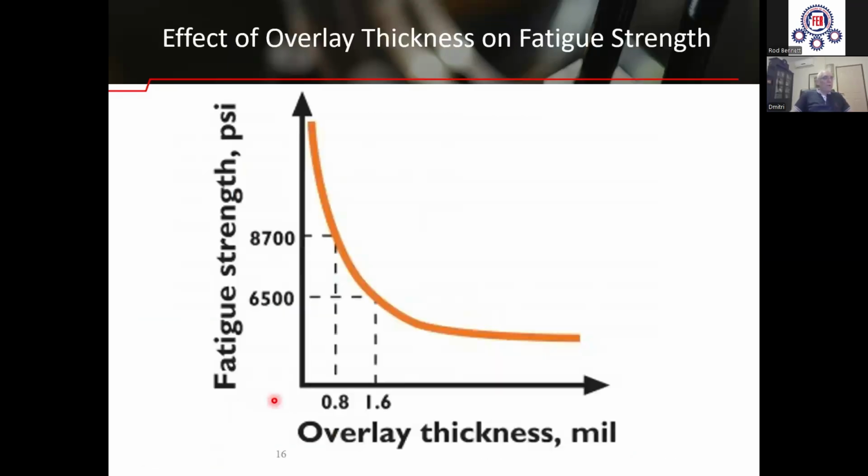Now, fatigue of overlays is somewhat different. First of all, fatigue strength of an overlay depends on its thickness. As it is depicted in the graph, this is the thickness of the overlay, and this is the fatigue strength of the overlay. The thicker the overlay, the lower its fatigue strength. That's why in modern engines, particularly in racing engines, the overlay is very thin, much thinner than the bearings which were in use, let's say, 50 years ago.